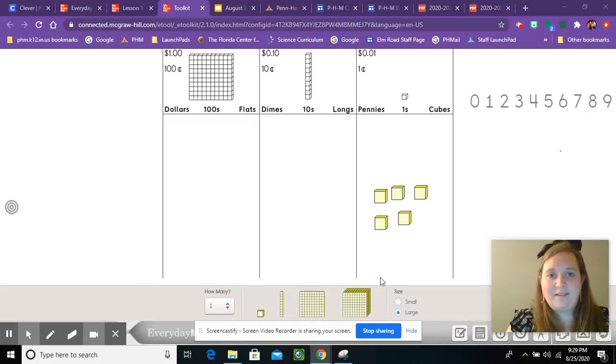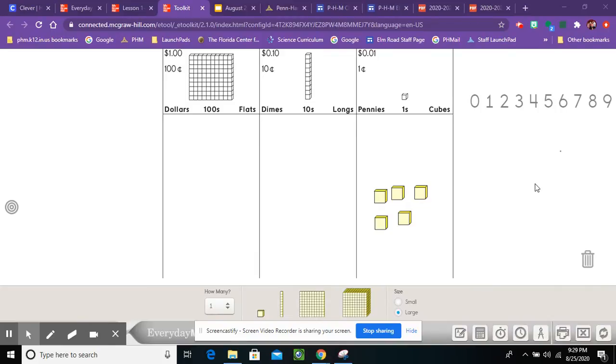Today in math, we are going to be exploring place value as well as comparing three-digit numbers with greater than, less than, and equal to symbols. Here we go. All right, what you are looking at is a place value mat, and I have started using some math tools called base 10 blocks to help us understand place value a little bit better.